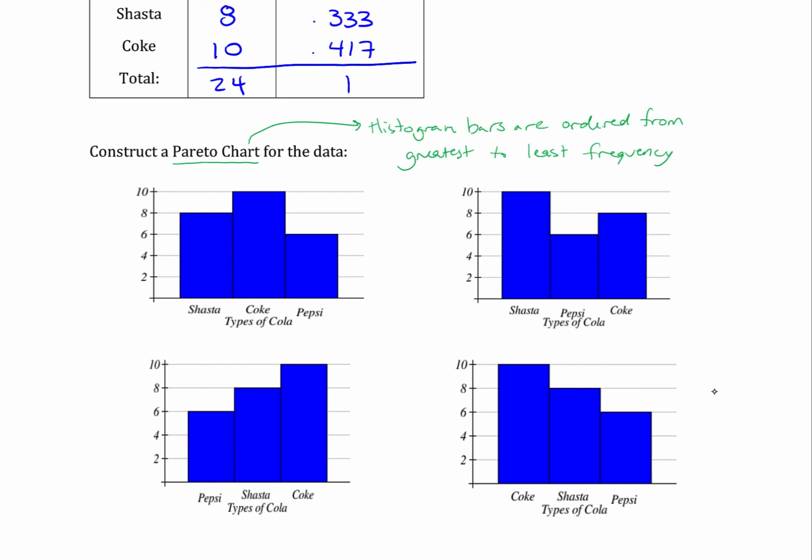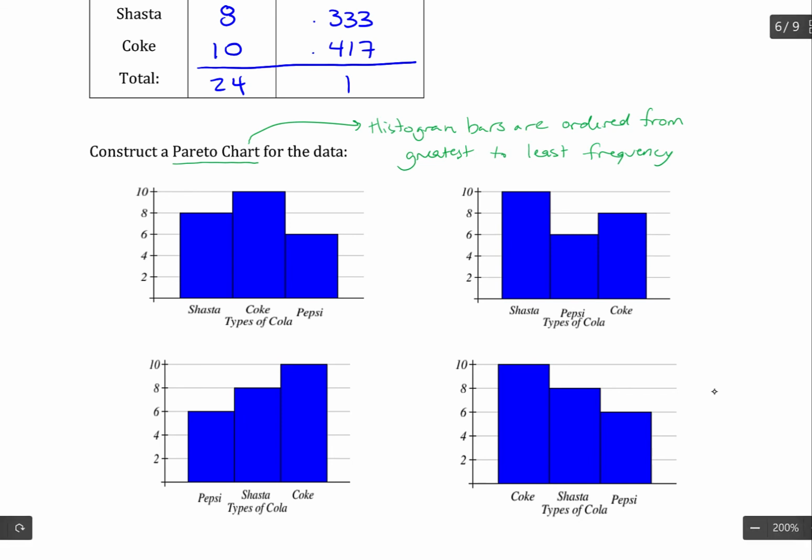The words Pepsi, Coke, Shasta are qualitative because they're just labels of what type of soda you're interested in. And in particular, there's no natural sense of order to that data. So it's not even ordinal data, it's just nominal. So when we have nominal data, that's when we use a Pareto chart. And it's a histogram of the data ordered from greatest to least frequency.